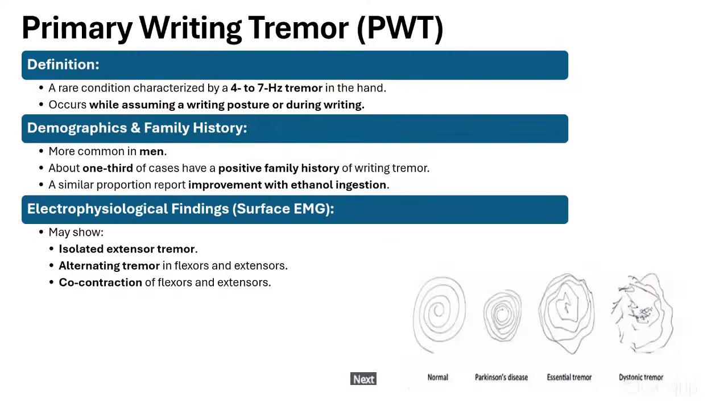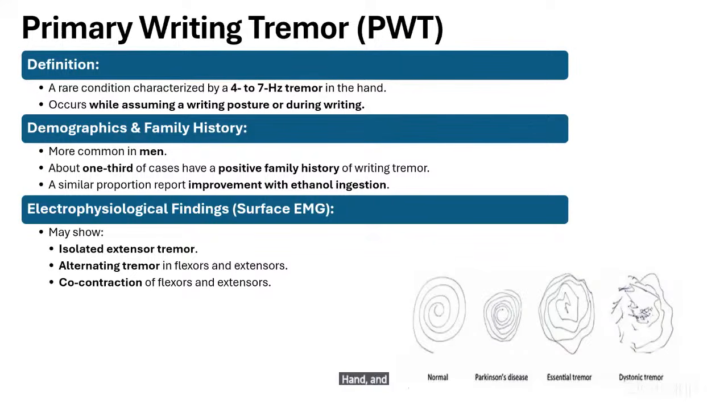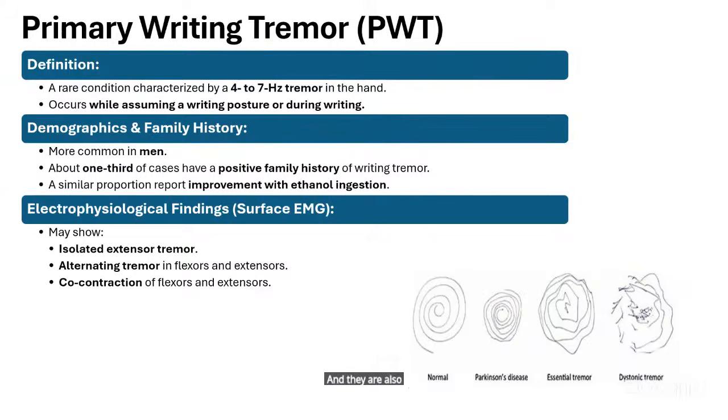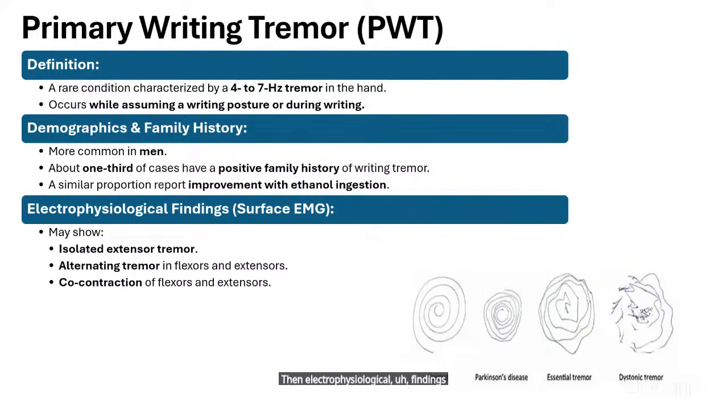Next. Now coming to primary writing tremor. It is a rare condition characterized by 4 to 7 hertz tremors in the hand, which occur while assuming a writing posture or during writing. It is more commonly seen in males, and in one third of cases patients have a positive family history, and it also improves with alcohol ingestion. On electrophysiological findings, we can find isolated extensor tremors sometimes, or alternating tremors in flexor and extensor, or co-contraction of flexor and extensor.